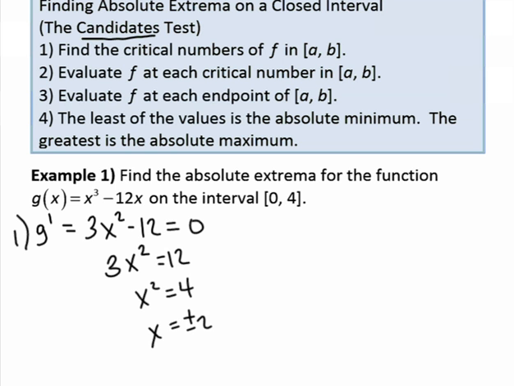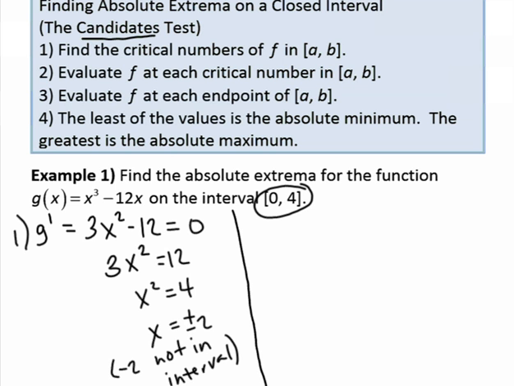Now, be careful here, though. It says find the absolute extrema on the interval from 0 to 4. And you see here that -2 is not in my interval. So therefore, positive 2 is our only critical number. So -2, not in the interval, means I don't need to look at that one. I only look at positive 2. So positive 2 is my only critical number for this interval.